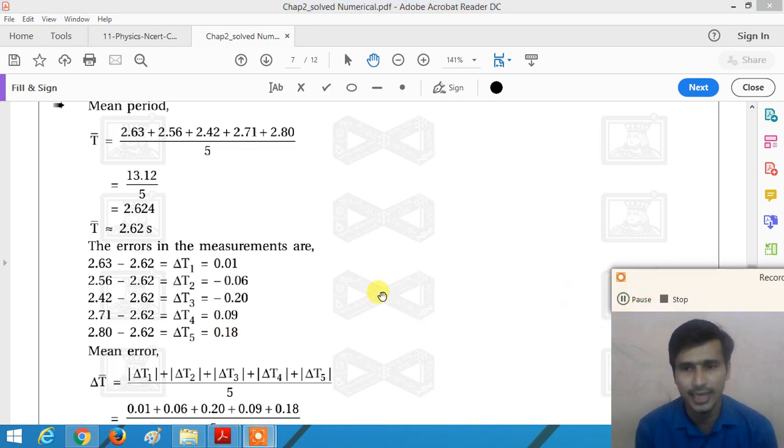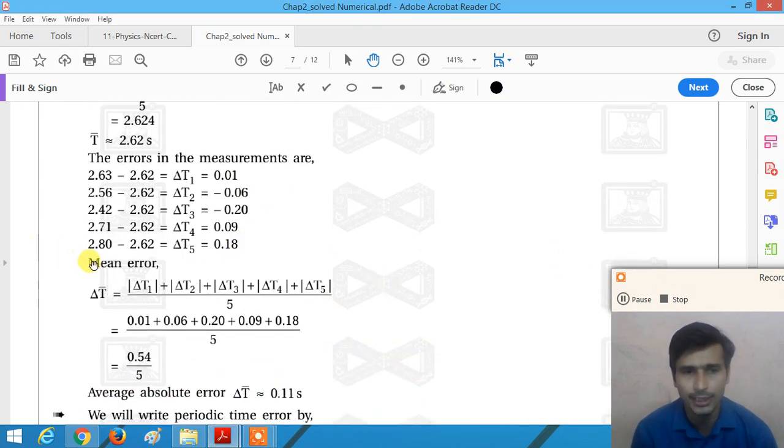Now what is the average absolute error? The average of all the absolute errors, the positive errors, is called the average absolute error. So we calculate the average absolute error, delta T bar, is equal to the average of all the positive errors in all the measurements, right? So mod of delta T1 plus mod of delta T2 plus mod of delta T3 plus mod of delta T4 plus mod of delta T5, divided by the total number of observations, which is 5.